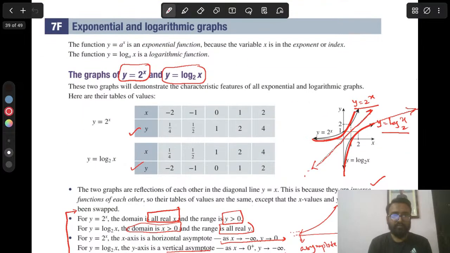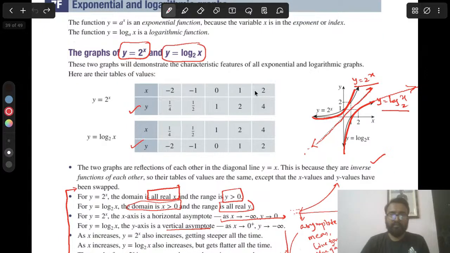Okay, so this is 7F, exponential and logarithm graphs. So we did see this is 2 power x graph. This is 2 power x graph and it is log x graph. Please concentrate on these two: log x graph and 2 power x.